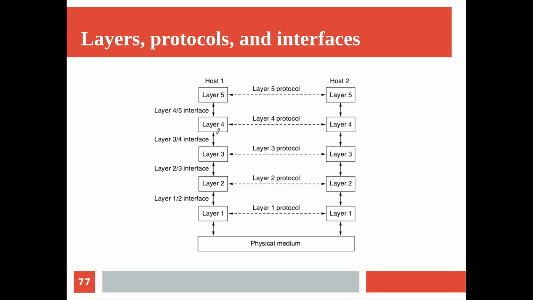In between two layers we have the so-called interface, by which a lower layer provides service to the upper layer. We call it the layer 3 to layer 4 interface, similarly the layer 4 to layer 5 interface. In this way you can name them, and finally the actual communication happens in the form of binary information through the physical medium only.